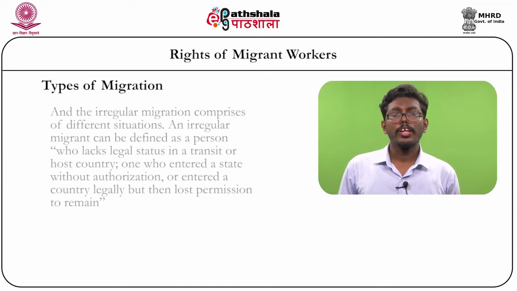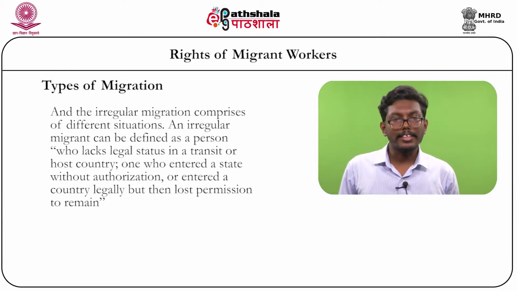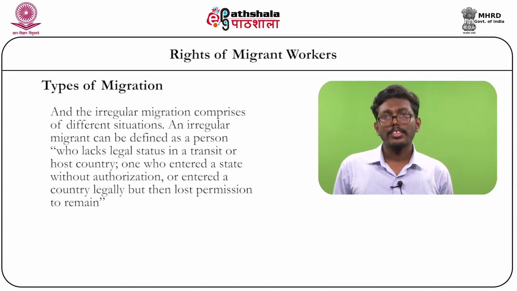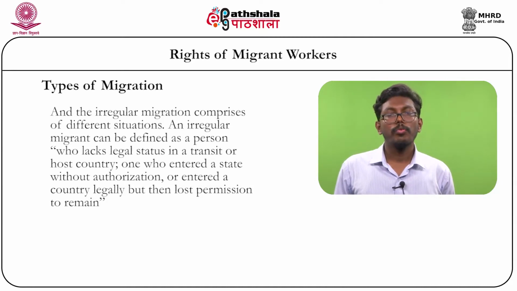And the irregular migration, which comprises different situations. Now, we can define an irregular migrant as one who lacks legal status in a transit or host country, one who entered a state without authorization or entered a country legally but then lost the permission to remain.